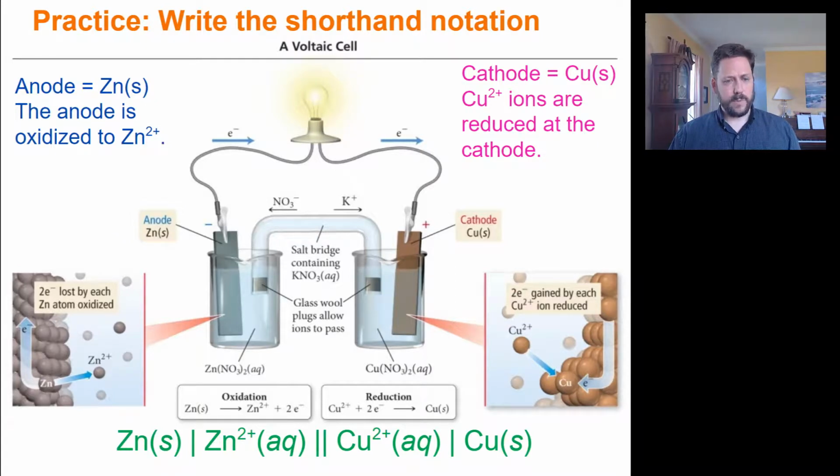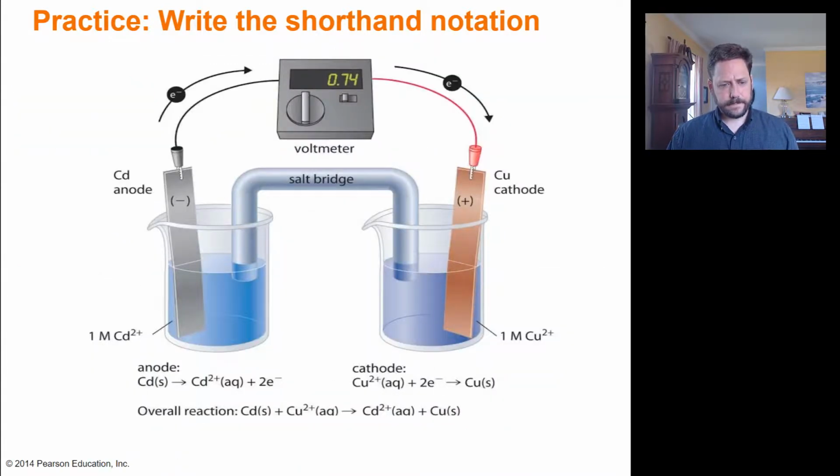And we'll look at one more example right now. See if you can write the shorthand notation for this cell where cadmium is the anode and copper is the cathode. Pause the video here and write it down, and then check your answer.